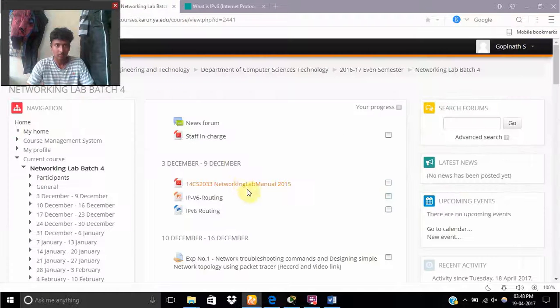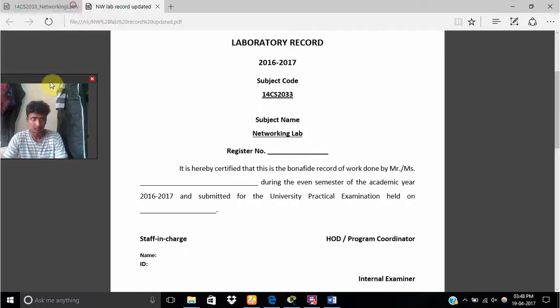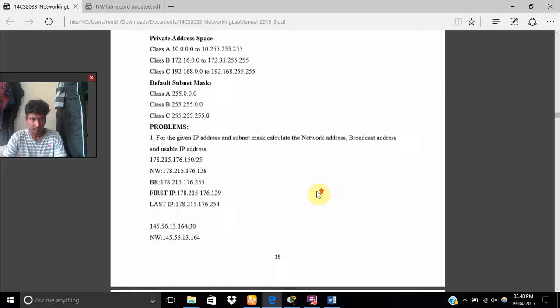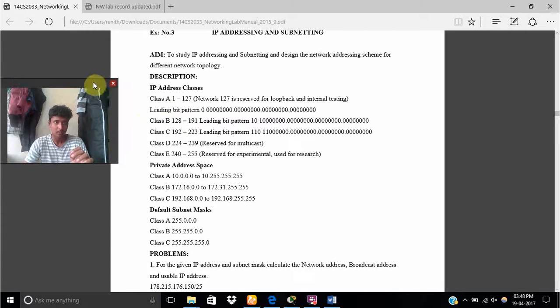I will open it. In this PDF we can see that there are 5 classes, and the 5 classes are given some particular ranges of numbers. It is like A: 1 to 127, B: 128 to 191, class C: 192 to 223, and they have a specific default subnet mask.